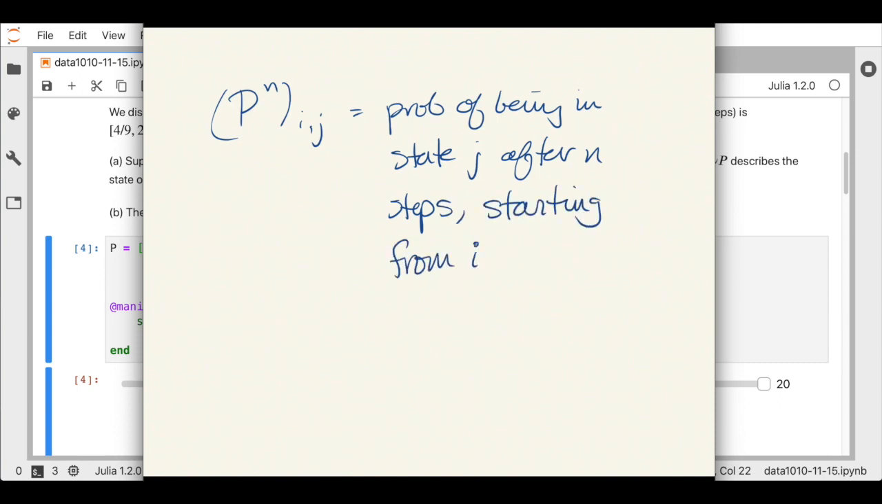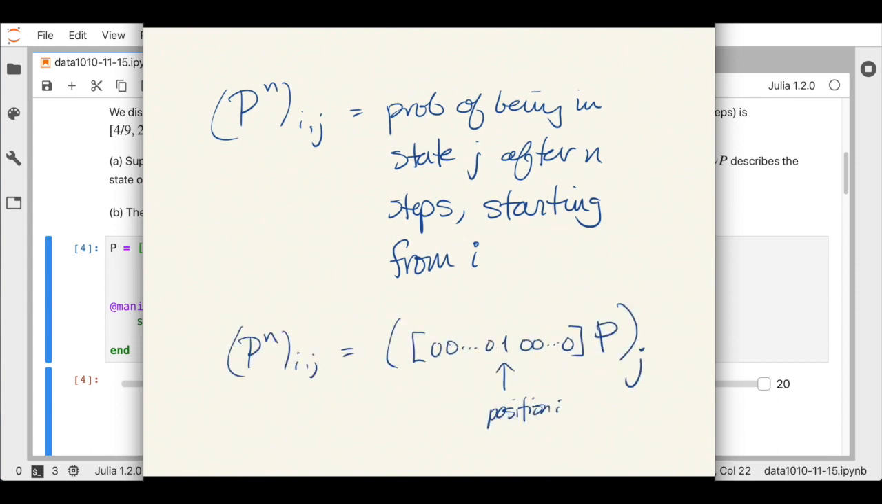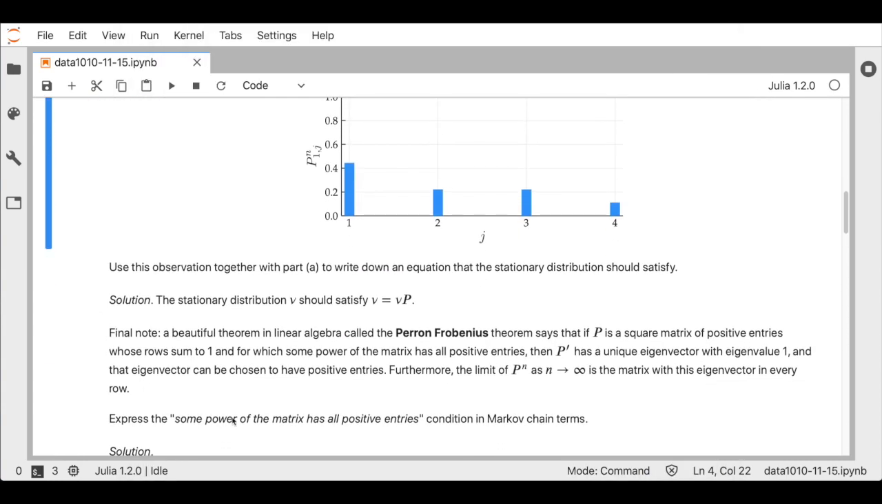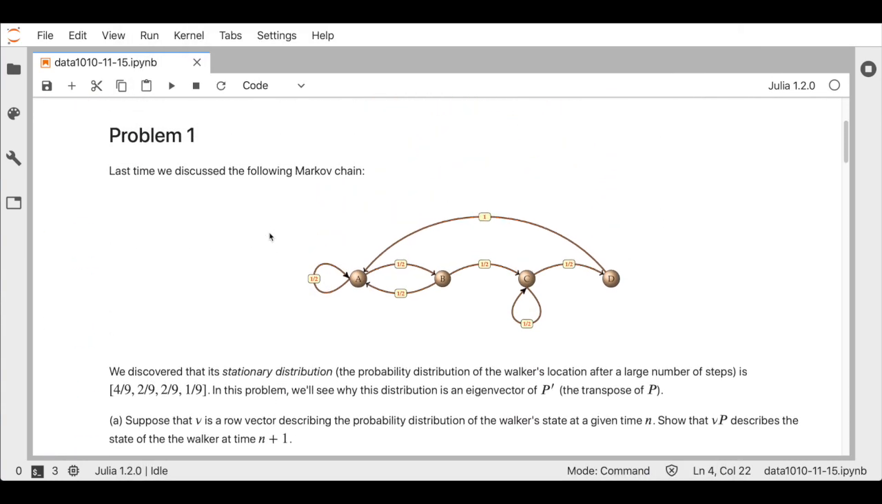So we showed that last time, but you can also show it using the result that we just proved by considering a starting distribution nu that's concentrated at a single point. In any case, this condition that some power of the matrix has all positive entries in the Markov chain context boils down to the idea that there's some number of steps such that you can get from any state to any other state in exactly that number of steps. So for example, you can convince yourself that 4 has that property for this Markov chain.